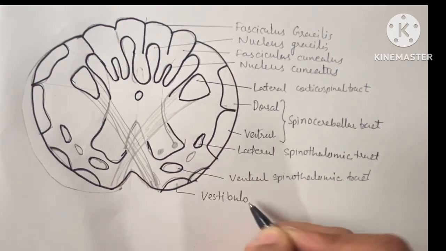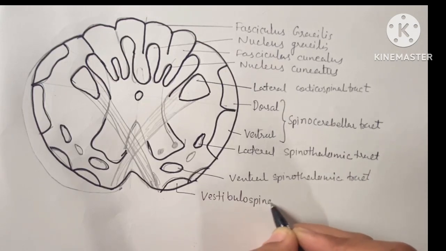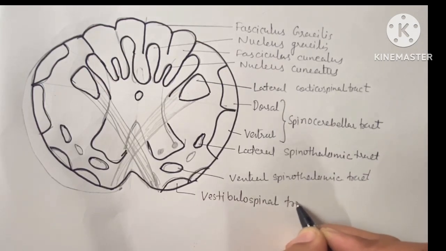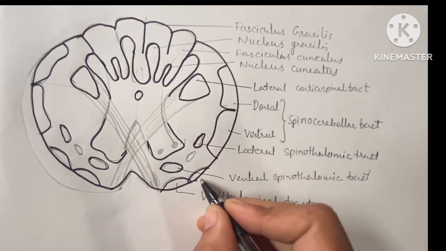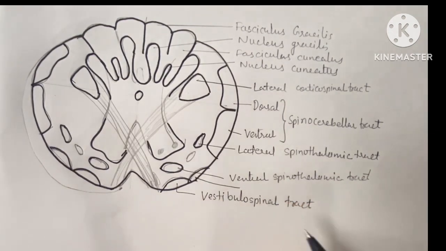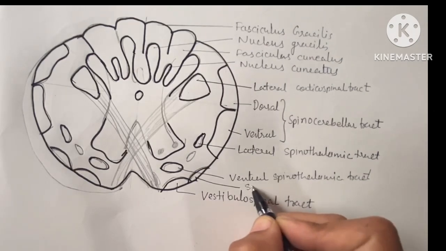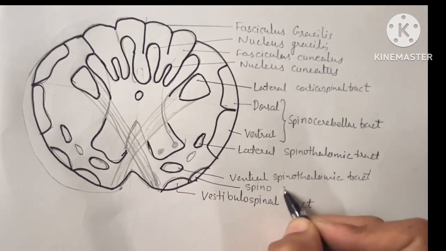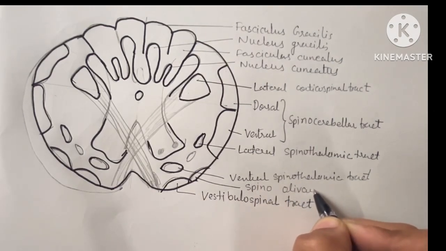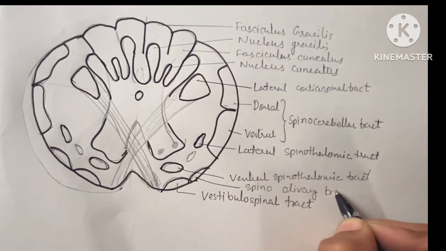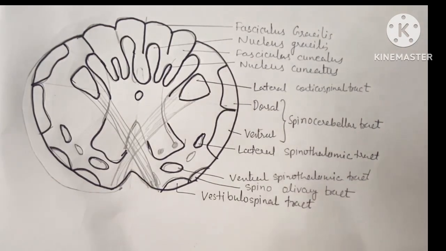Descending tract from the vestibular nucleus in the medulla to the spinal cord, the vestibulospinal tract. It is related to the unconscious maintenance of posture and balance. Here, spinal cord to the olive, and then the olive sends the sensation to the cerebellum. So the spino-olivary tract.